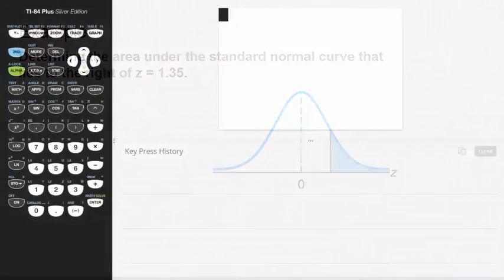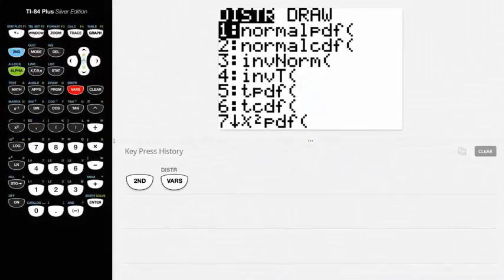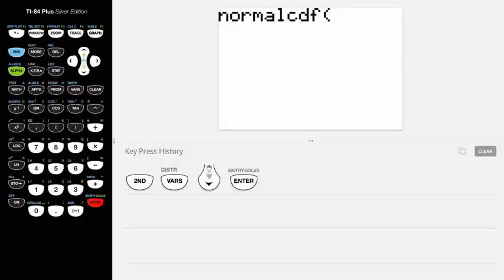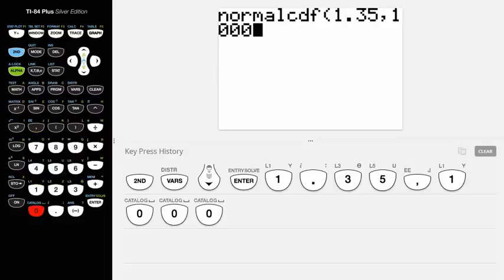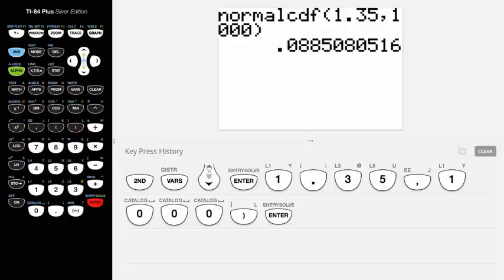Going to my calculator, choose the Distribution menu. Number 2, Normal CDF, enter. This time my lower bound is my z-score, 1.35, comma, and then for my upper bound I want to type a very large number. I'm going to use 1,000. Since I'm using a mean of 0 and a standard deviation of 1, which are the defaults, I'm going to close the parenthesis and press enter, and I get 0.0885.